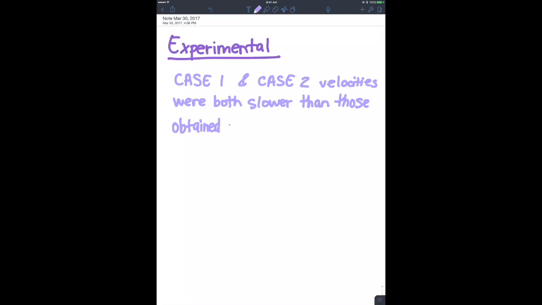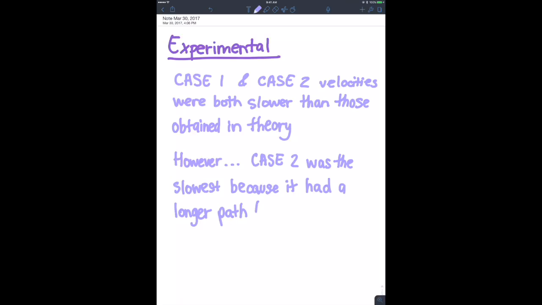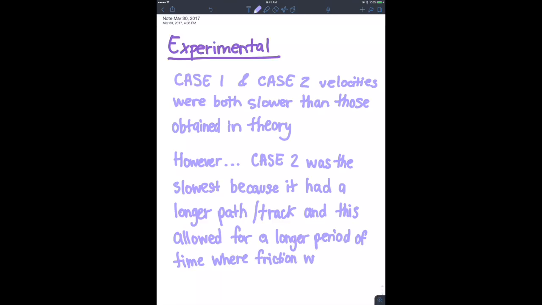So in our experiment, case 1 and case 2 velocities were both slower than those obtained in theory. However, case 2 was the slowest of them all because it had a longer path, and this allowed for a longer period of time where friction was acting upon the object.